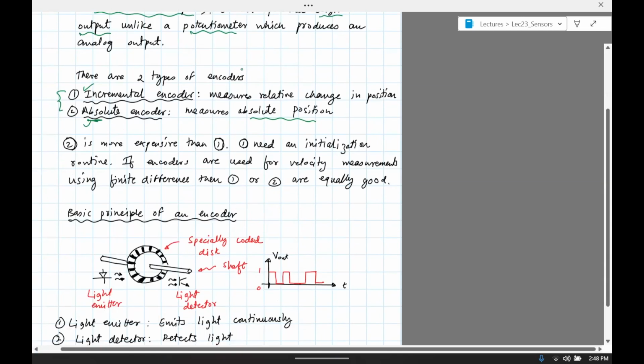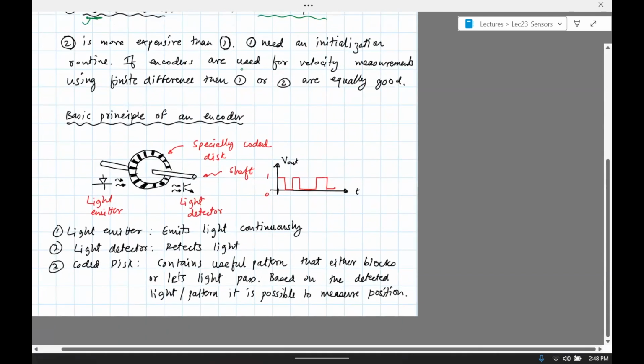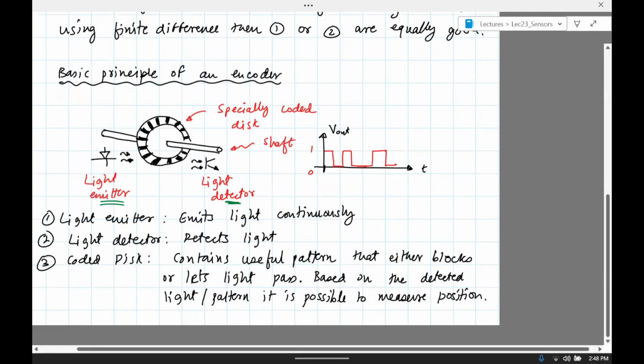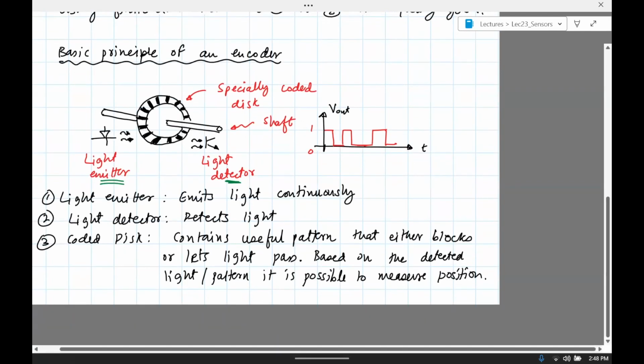So as I said, there's a shaft. It will have a special coded disk, as I've shown here. It has black lines. There will be a light emitter, and this light emitter passes through this specially coded disk. This is received by a light detector, and clearly, based on whether the light passes or not, because this disk has black lines or white or transparent lines, you'll have an output of zeros and ones. That's how it converts the light data into bits, zeros and ones. Okay, so let's take a closer look at this.